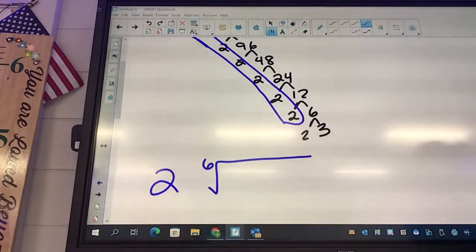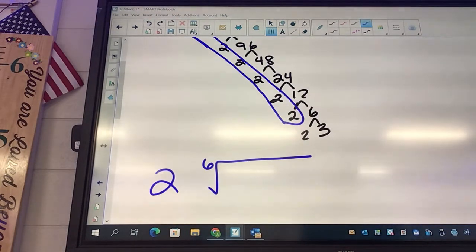What's going to go on the inside? 2 and 3. And what do you do with them? Multiply them. So it's going to be what on the inside? 6.